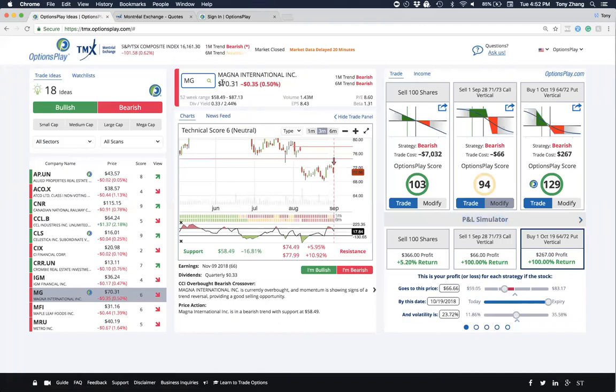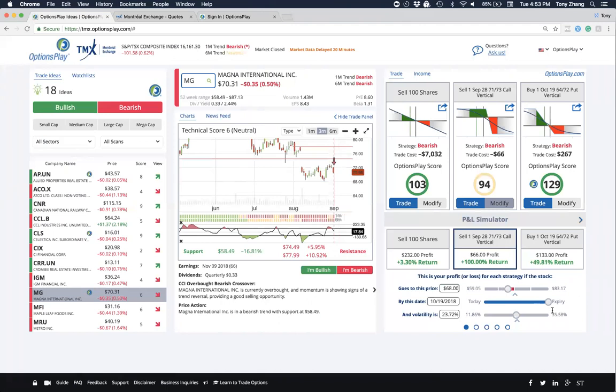So Magnum International is trading at $70.31. We talked about how we feel this stock is overbought. It's starting to turn lower. It got rejected off a $75 resistance level. So the question is, how far lower do you think it's going to go? Recently it was just at $68, so I think that's a good target to look at first.